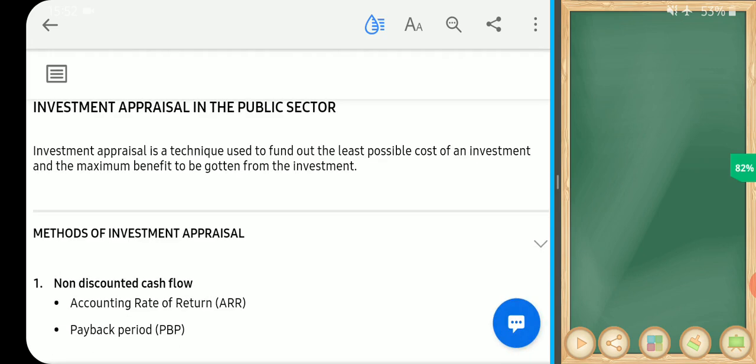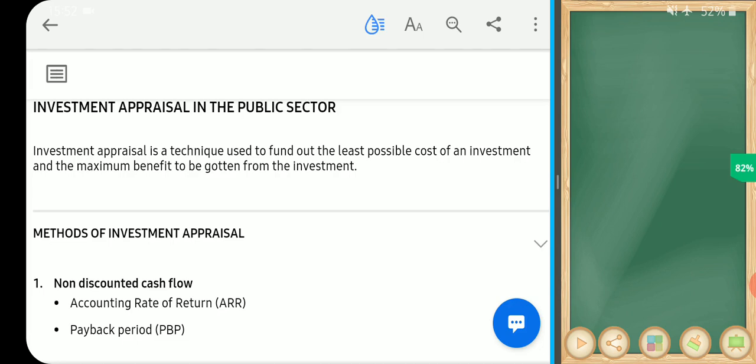Now, investment appraisal is a technique used to find out the least possible costs of an investment and the maximum benefit to be gotten from the investment. What is this saying? This is trying to tell us that what investment appraisal does is looking at a series of investments in which a company wants to make and taking the best one, the one they think will be the best for them, the one that is going to yield highest profitability, give them the maximum benefit.